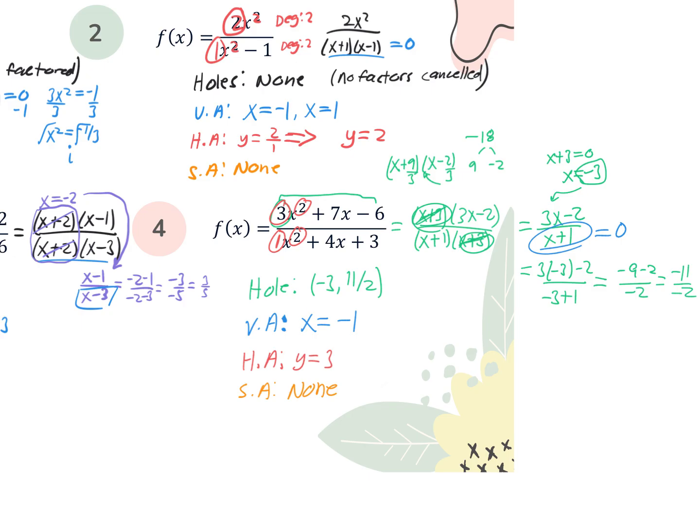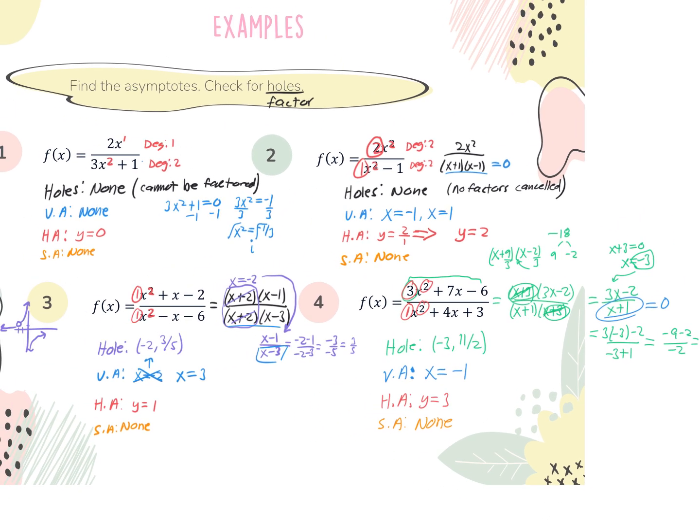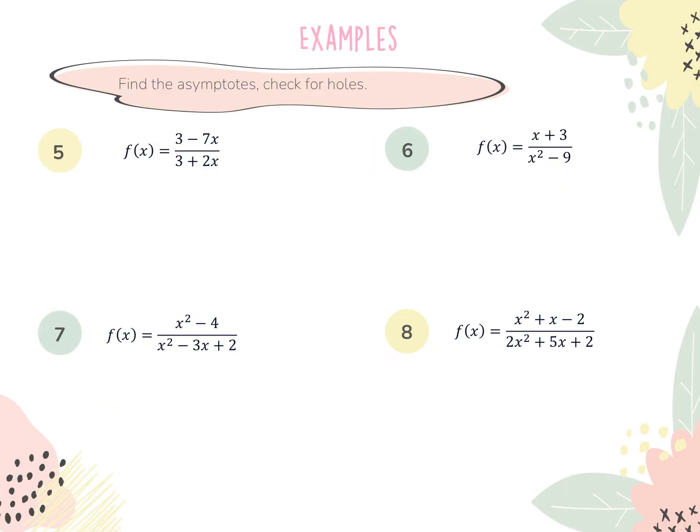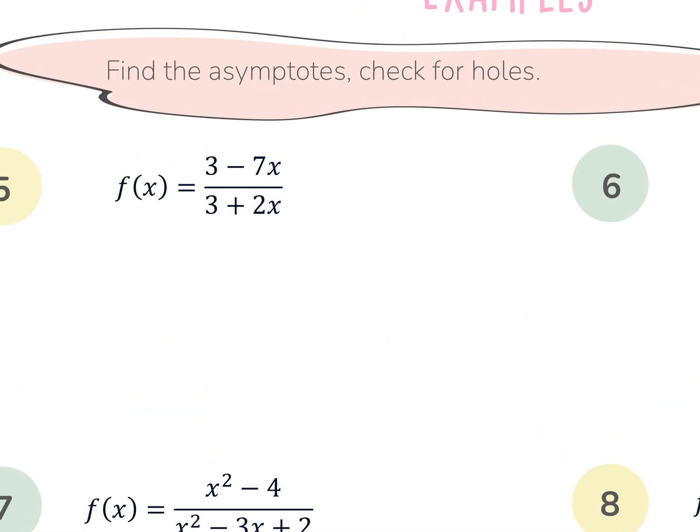Maybe at first the process seemed a little tedious. Hopefully you guys are seeing that it's getting a little bit better, assuming you follow the steps in this order. You want to make sure that you're not making mistakes, especially with your vertical asymptotes and the holes. That's typically where the mistakes come from. Now let's finish up with these examples. Again, same directions as before: find the asymptotes, check for holes.